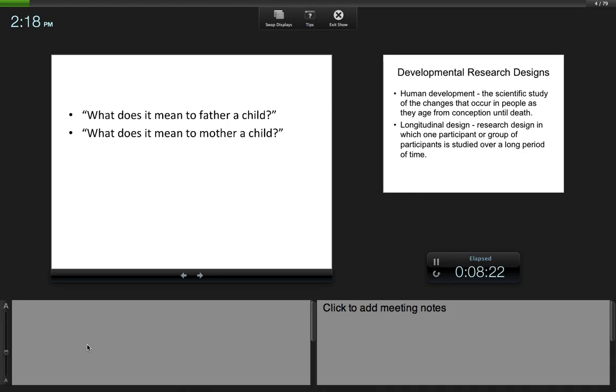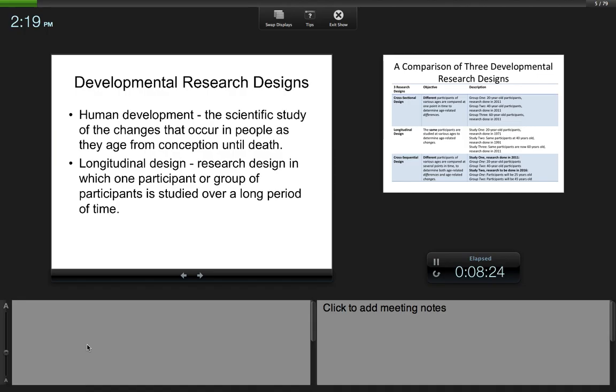All right, so looking at developmental psychology, we're talking about human development, right? Everything we do in psychology is the scientific-based approach. So the scientific study of the changes that occur in people as we get older, from conception until death, from conception until the grave. Tell me what the very basic experimental design is.